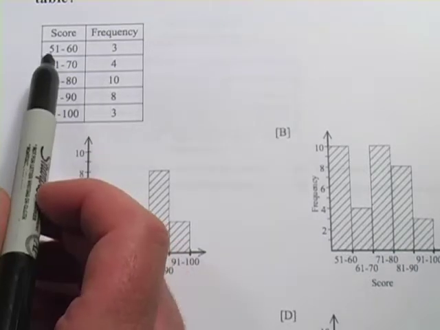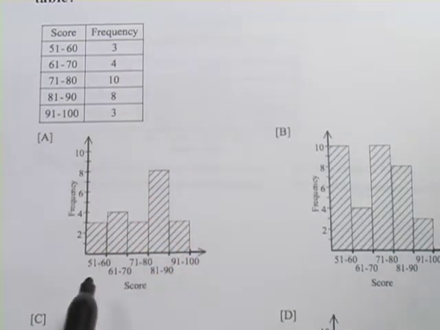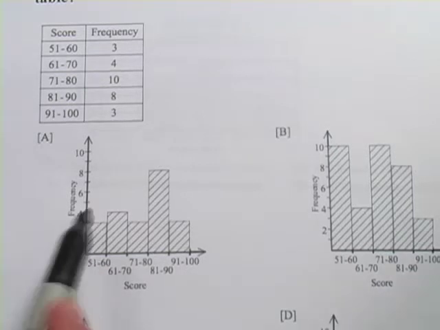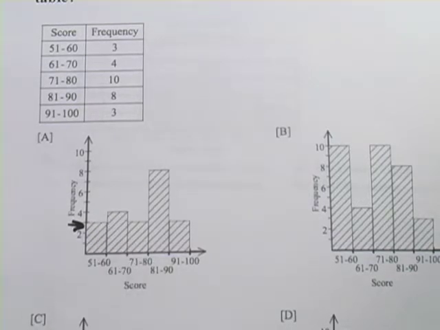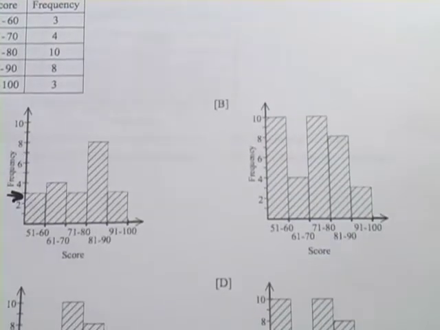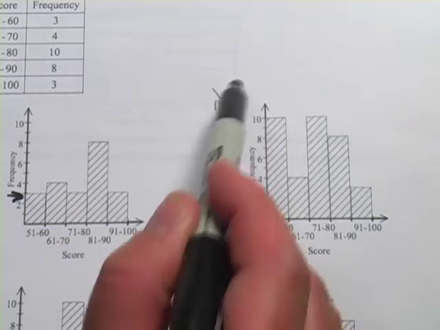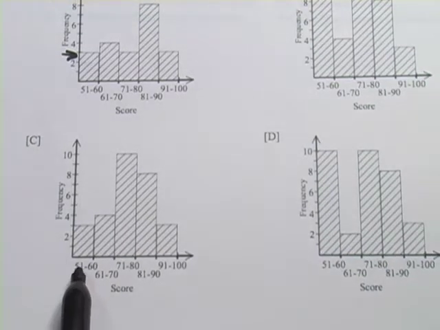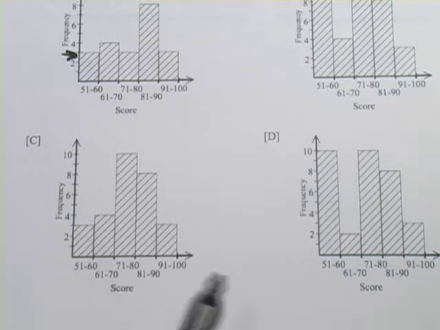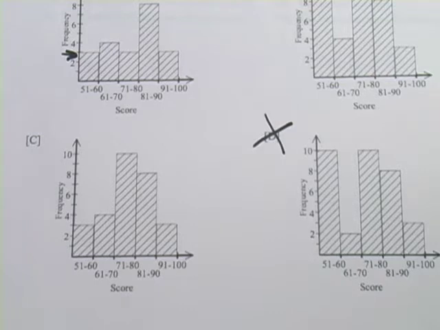So let's look at this. The first one, 51 to 60, has a frequency of 3. So what I'd do is go down and look at the bar that's labeled 51 to 60, which is this one, and make sure that it goes up to 3. And it does. There's 3. We've got several choices here. Let's look at B. B, 51 to 60, goes up to 10, so that doesn't match up. So B is out. In choice C, 51 to 60 does go up to 3, so that's okay. And D goes up to 10, so we can reject that one too. So we've eliminated 2 of them. We've just got A and C to look at.